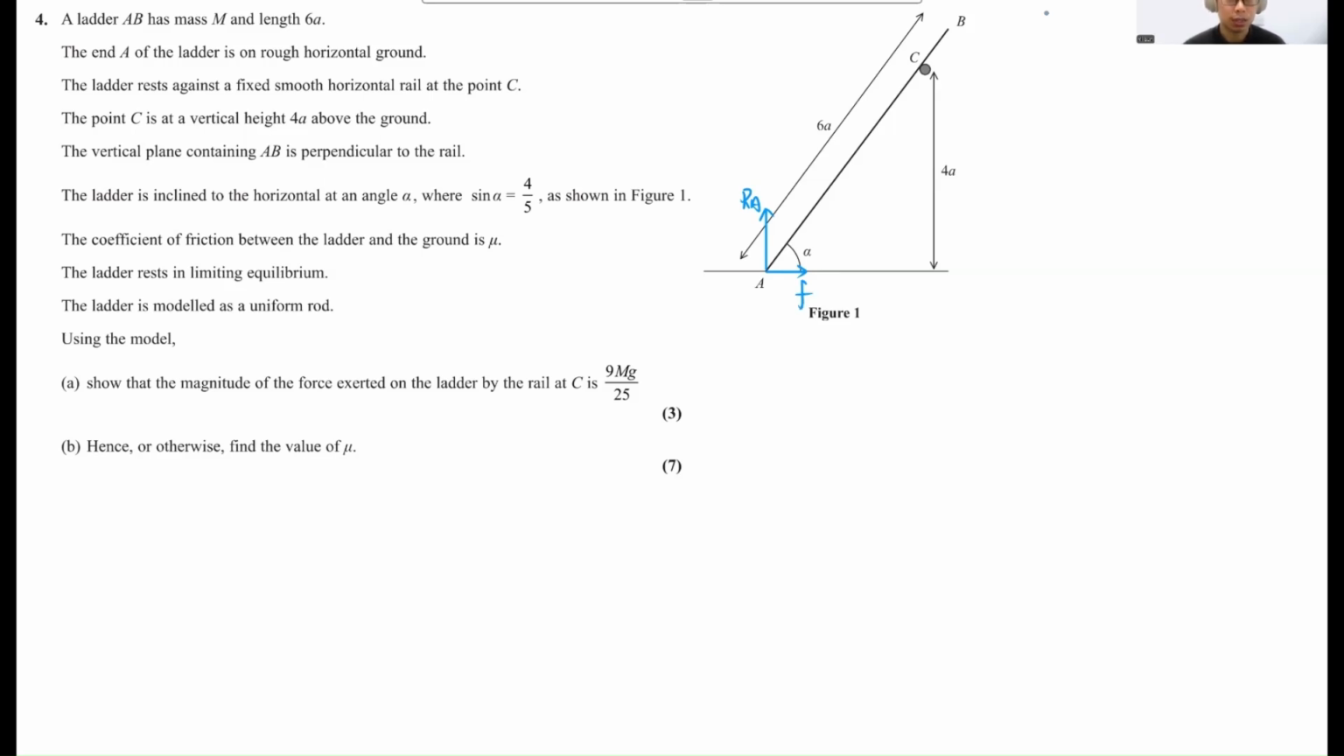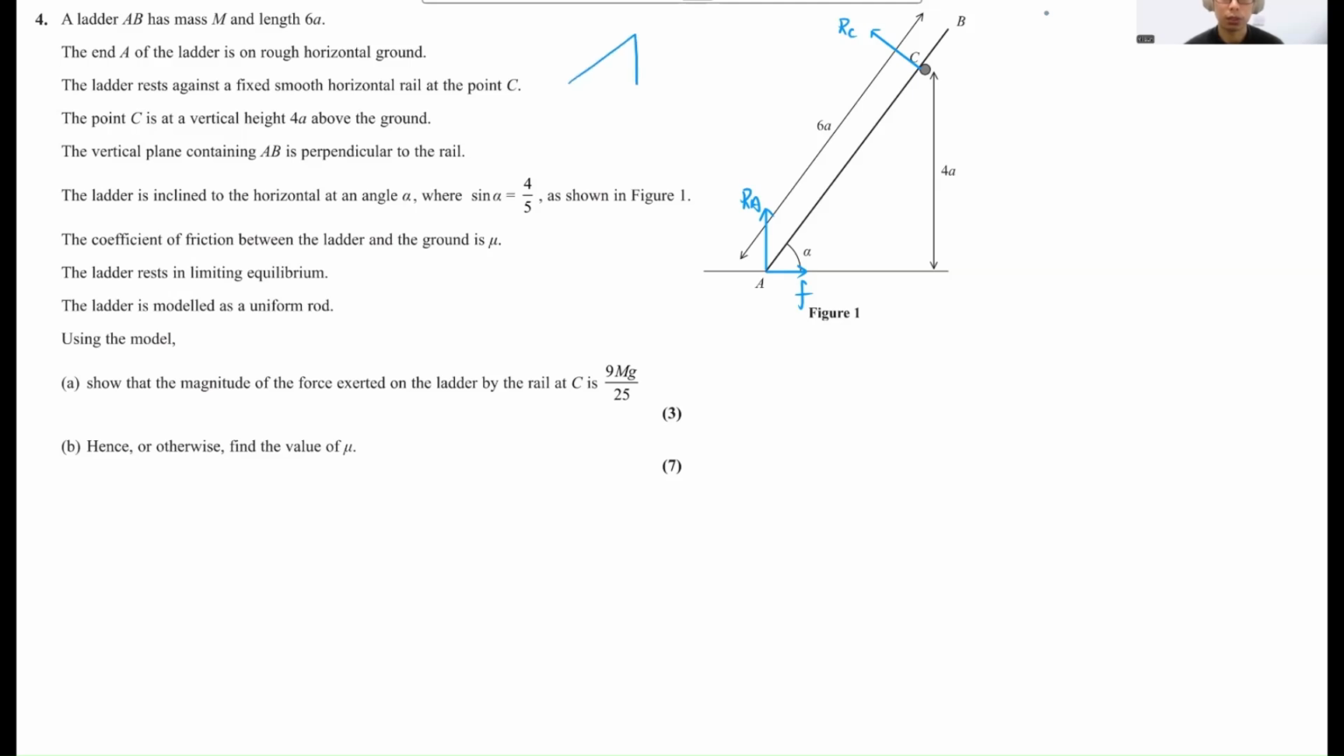And then the ladder rests against a fixed smooth horizontal rail at point C, so the normal reaction should be perpendicular to the rail. Let's call it RC. And the point C is at a vertical height 4a above the ground. The vertical plane containing AB is perpendicular to the rail. The ladder is inclined to the horizontal at an angle alpha, where sine alpha equals 4/5.